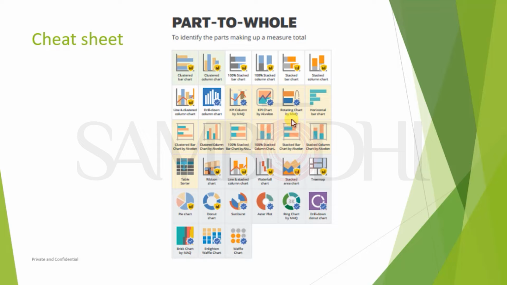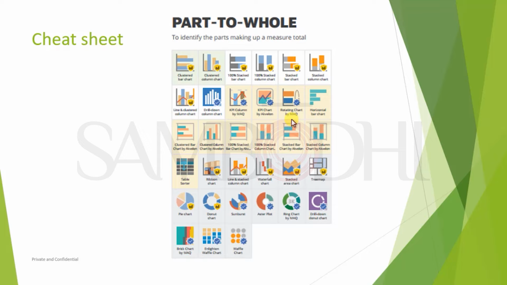In the waffle chart, all the unfilled cells represent the total, and the orange ones are the consumed ones. So availability versus consumption, or a target versus achievement, or a total versus an individual, or total revenue versus individual product sales, can be shown using part to whole charts.